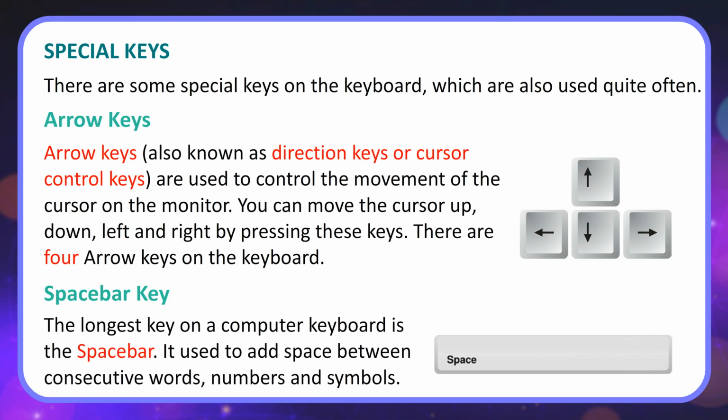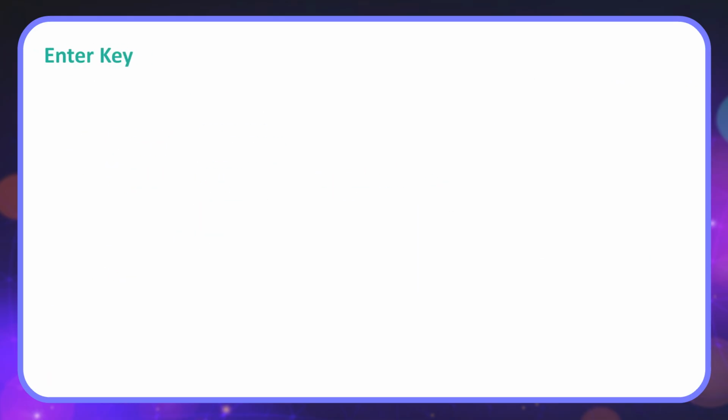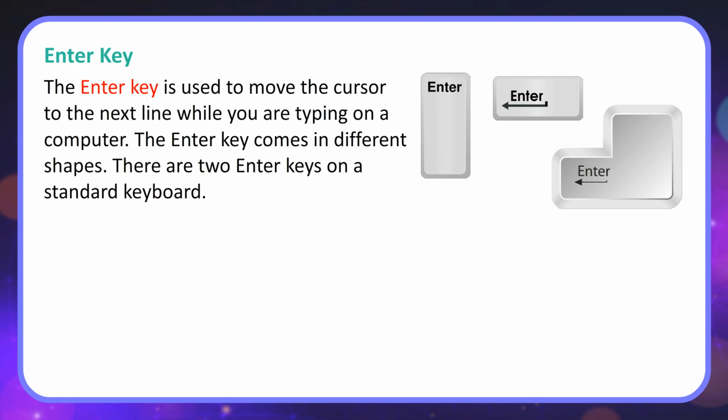Spacebar key. The longest key on a computer keyboard is the spacebar. It is used to add space between consecutive words, numbers and symbols. Enter key. The enter key is used to move the cursor to the next line while you are typing on a computer. The enter key comes in different shapes. There are 2 enter keys on a standard keyboard.